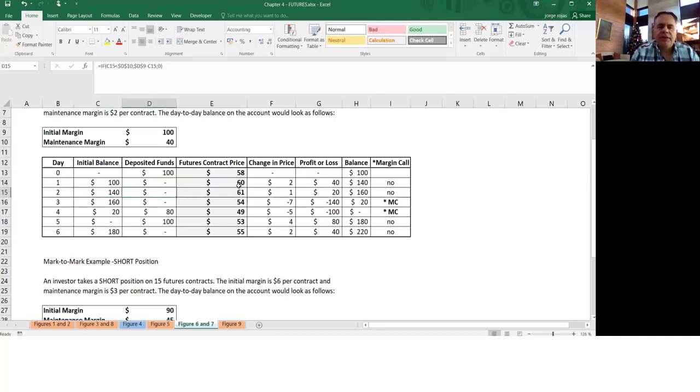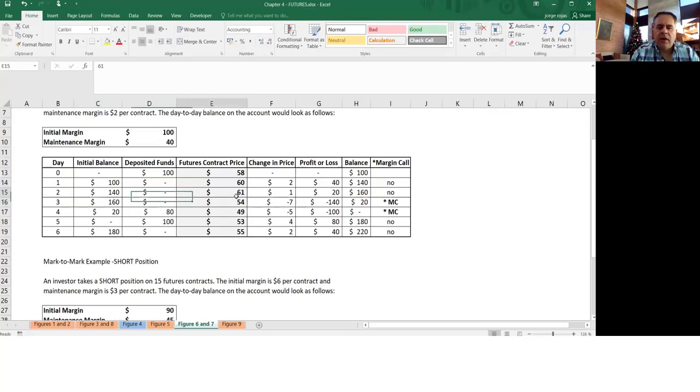The price from the contract moved from 60 to 61. That's a gain of 1. Since you're long on 20 contracts, that's a gain of 20 to you. So you get another 20 on your account. You have 160. This number is above the maintenance margin of 40, so you do not have any margin calls. And you start the day number 3 with $160.